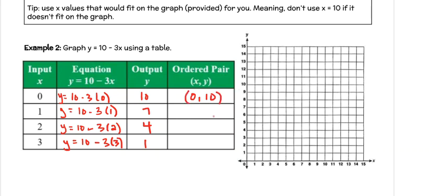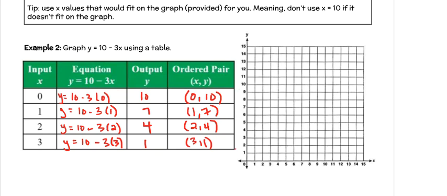That is, you cannot just assume that the person on the other side understands what you're talking about. 0, 10 absolutely means nothing. So make sure you put parentheses around ordered pairs because this is what's signifying that it's a point on a coordinate plane. Over here, (1, 7), (2, 4), (3, 1).